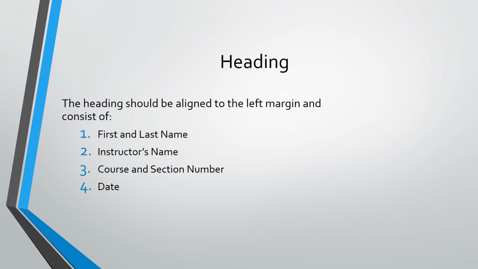For the heading, it should be left aligned to the margin. It should include your first and last name on the first line, then the instructor's first and last name on the second line, the course name and the section number on the third line, and then the current date on the fourth line.